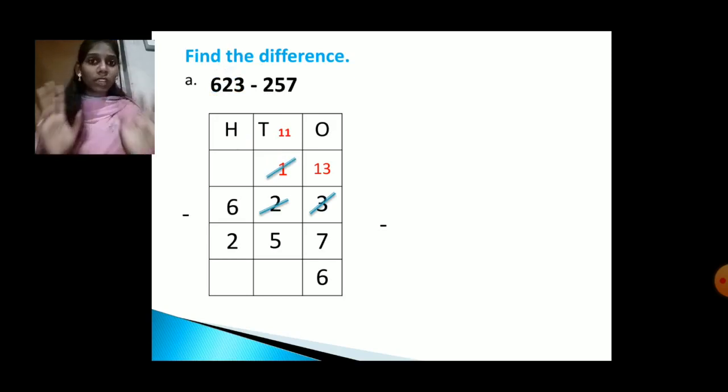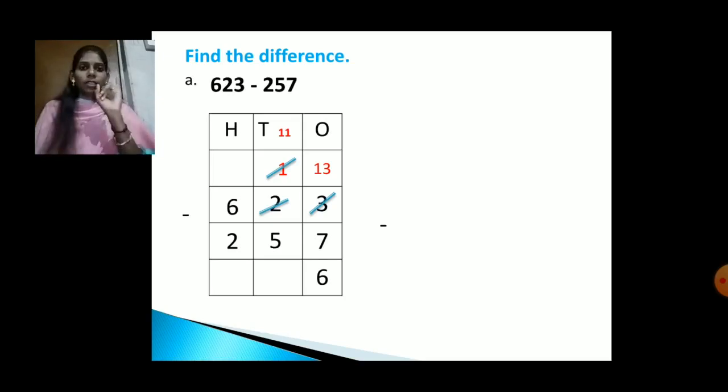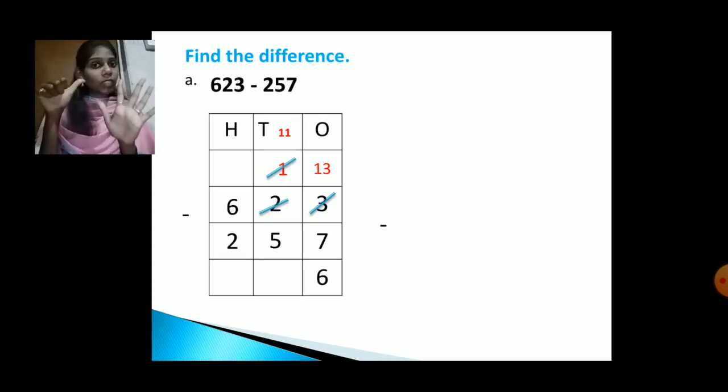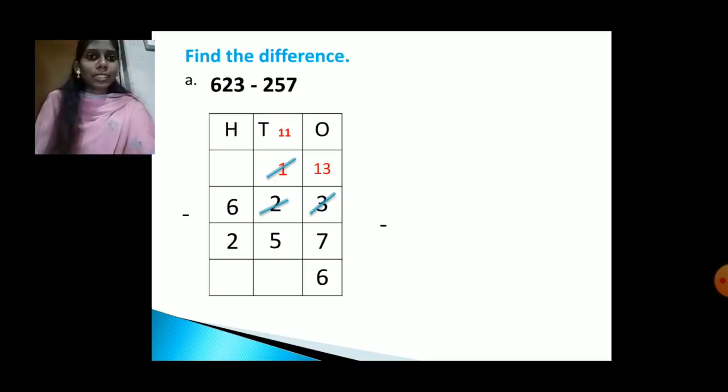Again we don't have 11 fingers. So we will count after 5 till 11. 6, 7, 8, 9, 10, 11. 11 minus 5 is 6. So we will write 6 under the tens place. Correct?